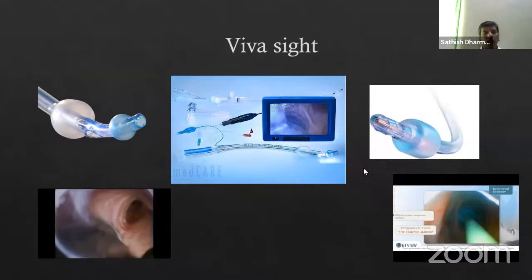It has two parts. One is the tube like any other DLT. Another one is the camera with the USB connection, which will connect to the monitor, and an additional suction port, which will help us to defog, or you can inject some saline when there is smearing by secretions onto the surface of the camera.